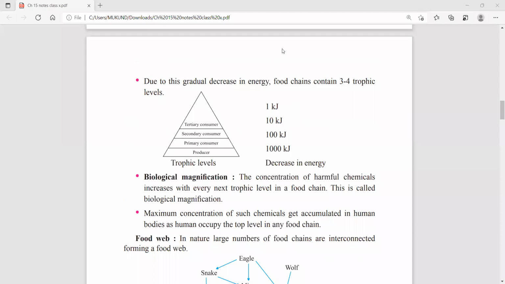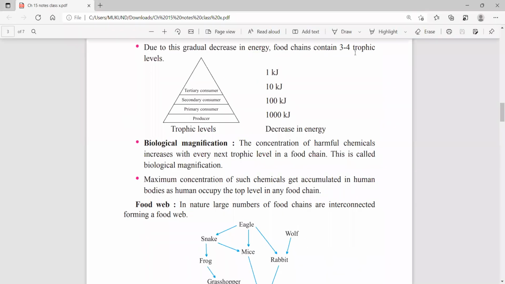Then it goes to the primary consumers. Primary consumers are herbivorous animals, right? They are directly dependent on producers. So primary consumers are taking the energy, and they are taking less energy, 10% of it. You have seen that it reduced by 10%. Secondary consumers are the carnivores. For carnivores it reduced another 10%; only 10 kilojoules remained.